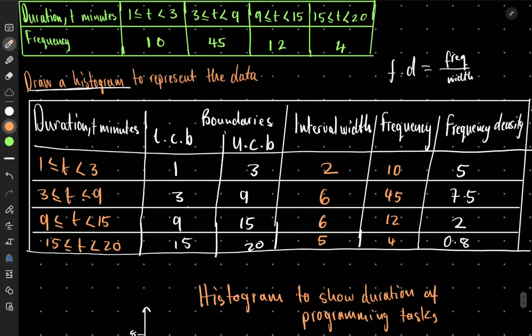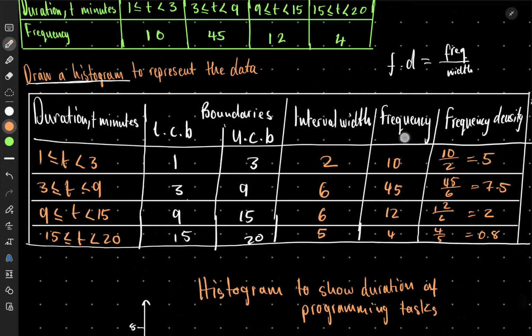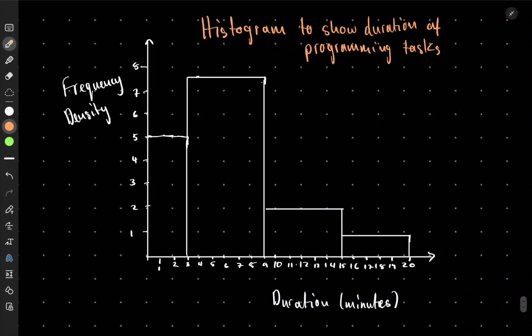Okay, if you wanted to put the formula in the frequency density calculation, you could have shown it to say 10 over 2, which is 5, and then to say 45 over 6, which is 7.5, and then say 12 over 6, which is 2. But remember that the value we are interested in is the 2. You can say 4 over 5 and say 0.8. Still fine. Okay, either way, the value we are interested in is the answer, not this. So either way, this is your histogram, and I'm sure you can ace it.